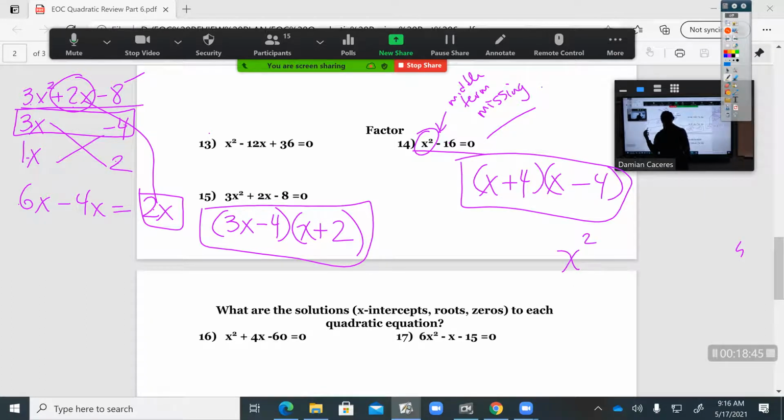So just in case, if you were doing x squared minus 25, then it would be x plus 5 in one parenthesis and x minus 5 in the other.